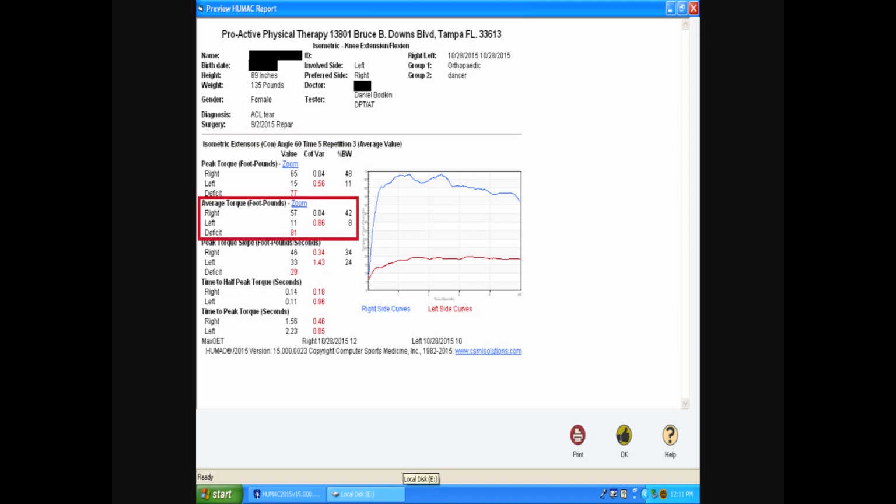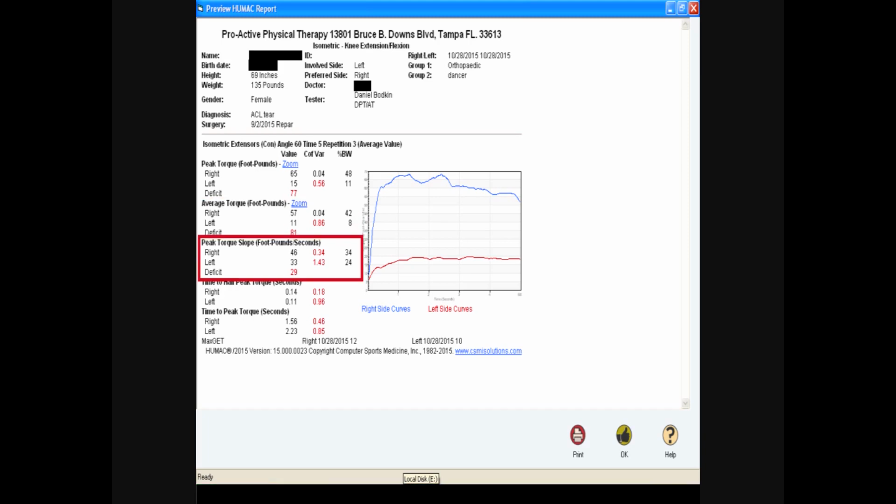Again, I'm just waiting for the box and the video to catch up. All right, here we go. This is our rate of force production. It gives you overall power, just the peak torque slope in foot-pounds per second, right versus left, and their coefficient of variance. The body weight percent doesn't matter as much with this.